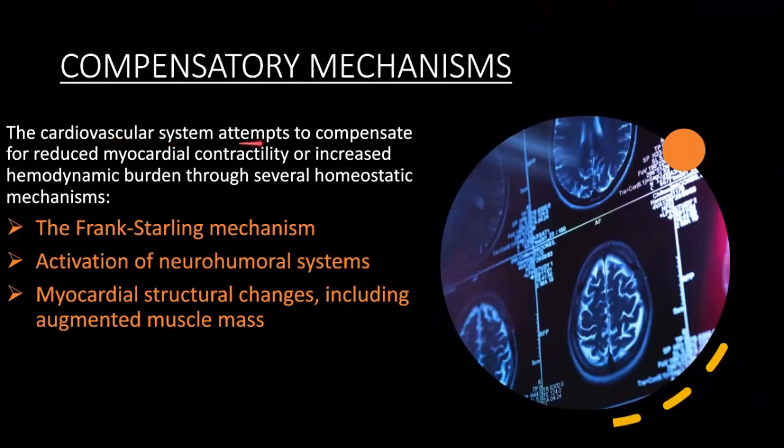Now, the cardiovascular system attempts to compensate for the reduced myocardial contractility or increased hemodynamic burden through several homeostatic mechanisms. One, the Frank-Starling mechanism. Two, activation of the neurohumoral systems. Three, myocardial structural changes, including augmented muscle mass. Let's look at the Frank-Starling mechanism.